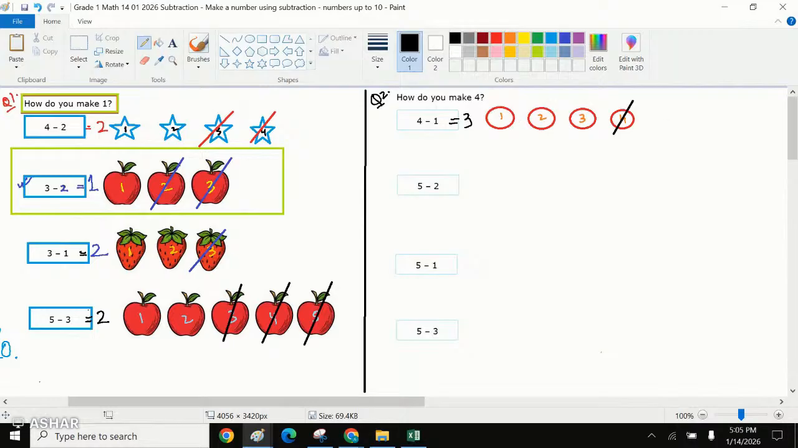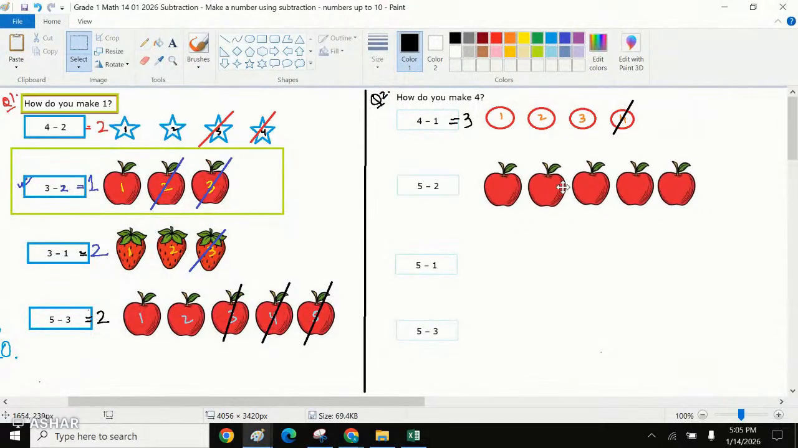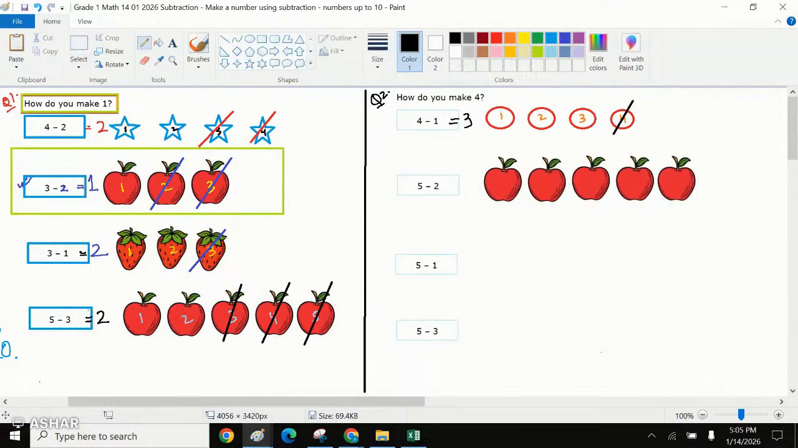5 minus 2. Let's pick a different shape, which we already have. So 5 minus 2, can we say these were 5 apples? Let's count them, write down the numbers, 1, 2, 3, 4, and 5, right? So out of this, 5 minus 2 should be equal to, okay, we remove 2 out of these, 1 and 2. So how many are we left with? We are left with 3. Agreed?